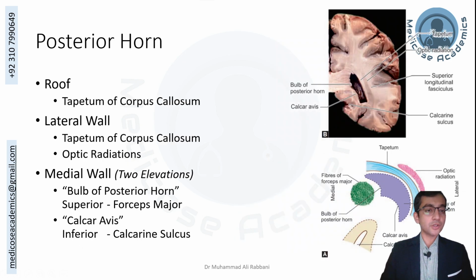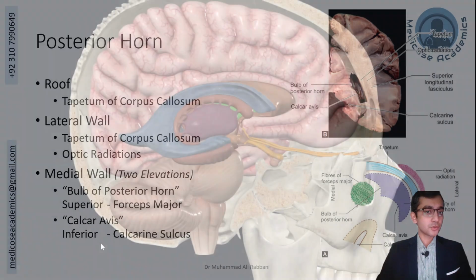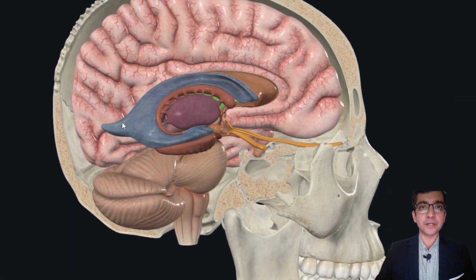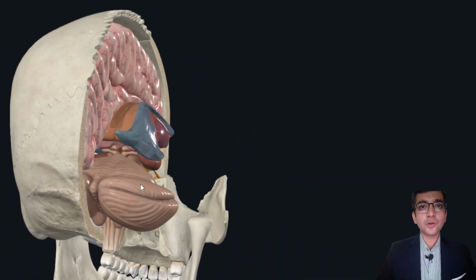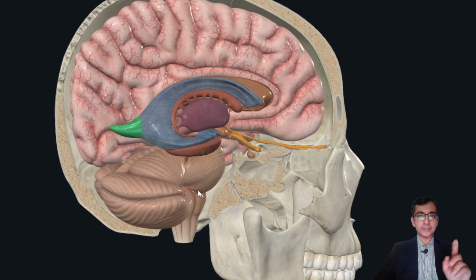Posterior horn. The posterior horn is the one that is posteriorly placed, that is in the temporal lobe. Let me show you right here. It is present in the temporal lobe. Its relations are not very visible in this particular picture. For that, let me shift to this.